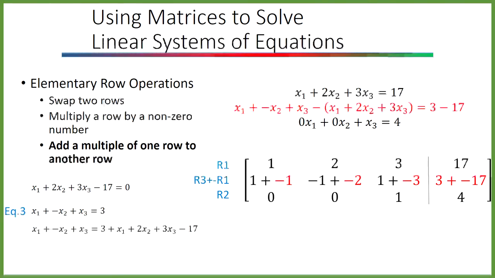Again, we know we can do this because all we're really doing is adding 0. Now if we simply subtract x1 plus 2x2 plus 3x3 from both sides of the equation, we see that it gets us to exactly the equation that we found in red on the top right, which is exactly equivalent to our modified augmented matrix. Okay, so now we've basically verified it for ourselves that these elementary row operations can all be performed without changing the equations.